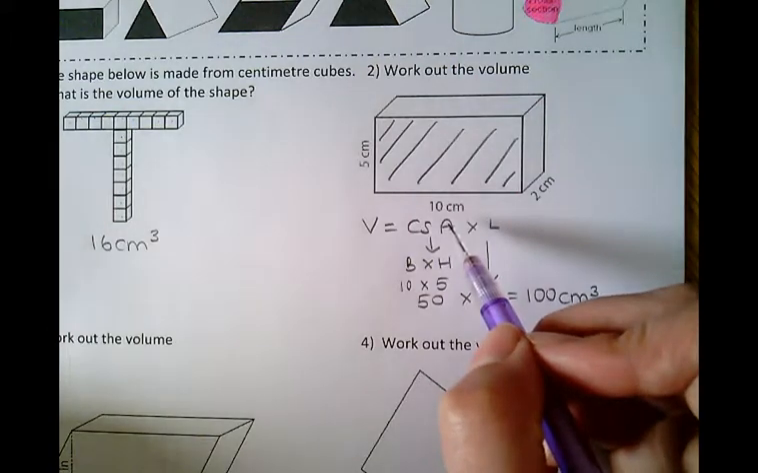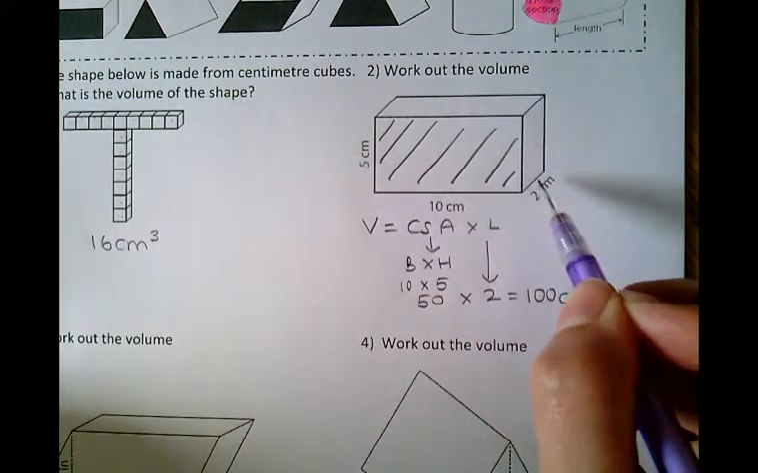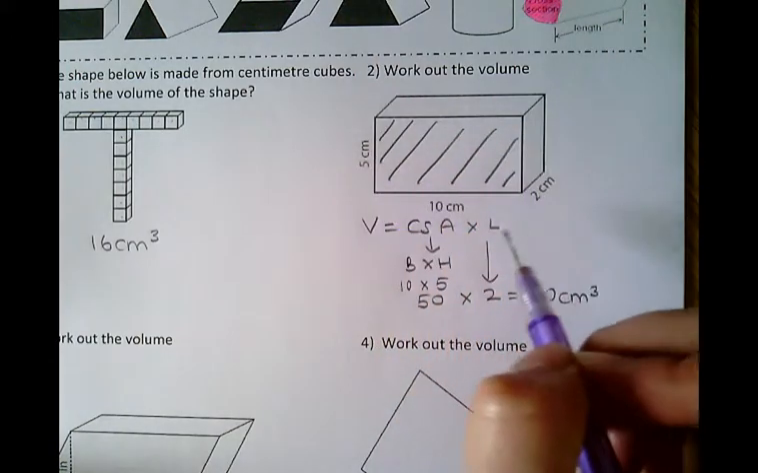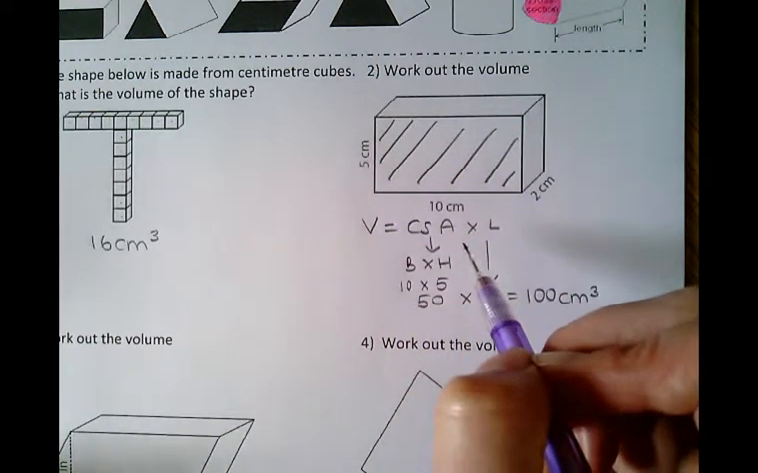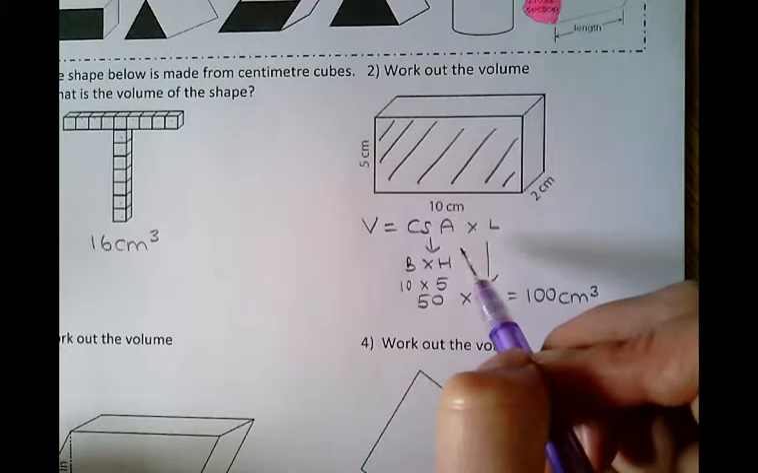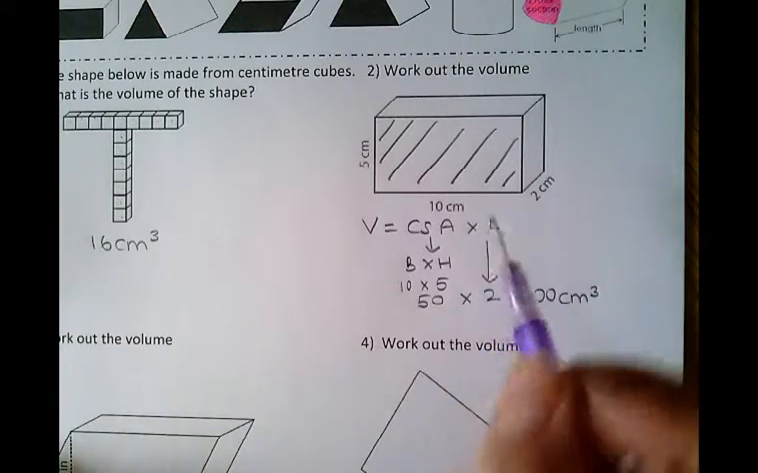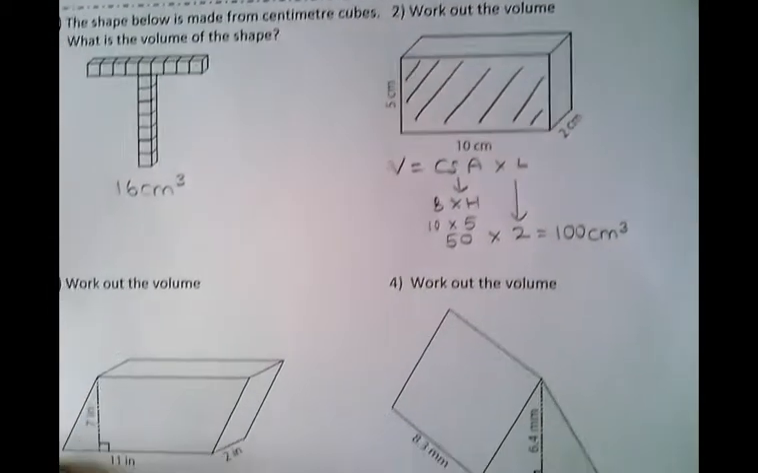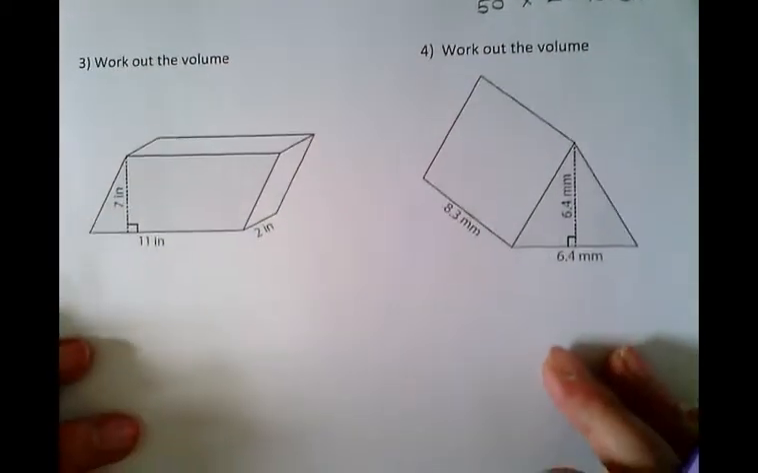For cuboids, a quicker way to do it is just by doing your length times breadth times height, which you might have come across in junior high, but that doesn't work for all of your prisms. It won't work for your triangular prisms or your trapezium prisms or your cylinders. So I would maybe just stick to that formula, because then it definitely works for all of them, and then you can get used to using the same formula.